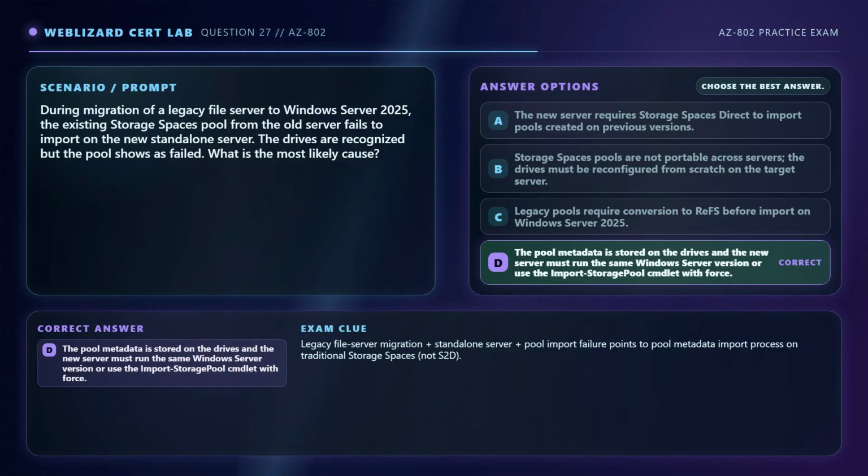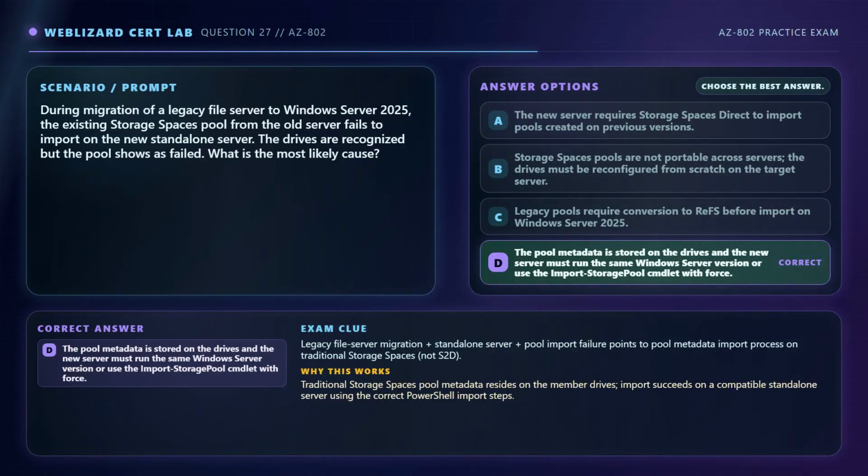The correct answer is D. The pool metadata is stored on the drives, and the new server must run the same Windows Server version or use the import storage pool commandlet with force. Traditional storage spaces pool metadata resides on the member drives. Import succeeds on a compatible standalone server using the correct PowerShell import steps. Legacy file server migration plus standalone server plus pool import failure points to pool metadata import process on traditional storage spaces, not S2D.